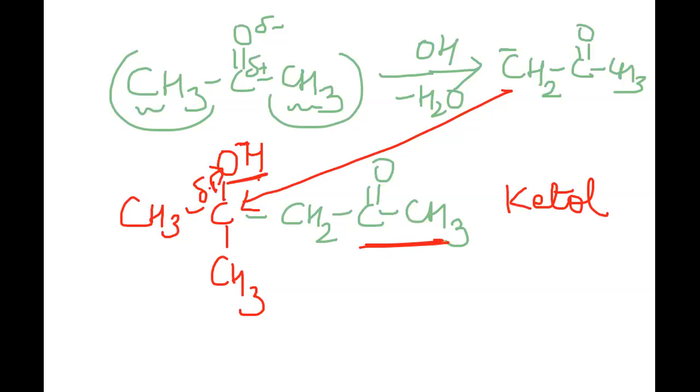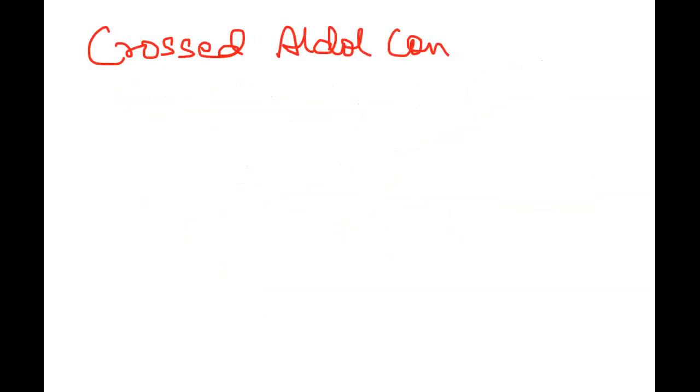But what happens when you take two different kinds of aldehydes or ketones? So we will go with the aldehydes only. In the next point, we are going to discuss the crossed aldol condensation. That is crossed aldol condensation. Now let us see what this is all about.